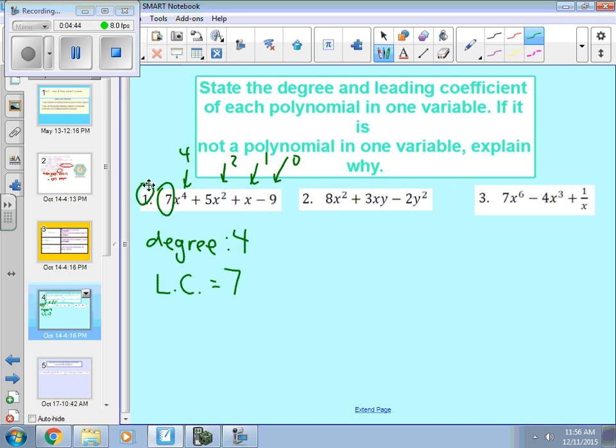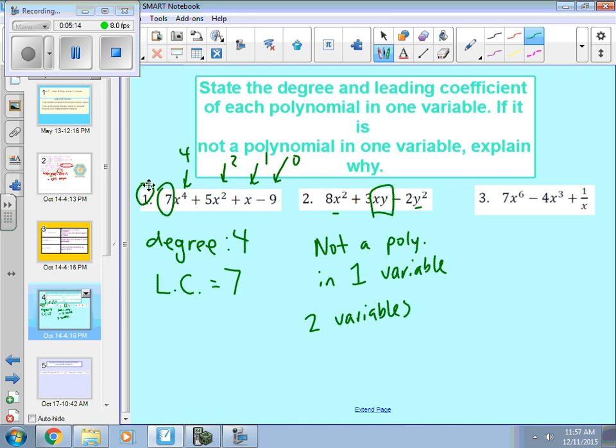All right, number 2. Is it a polynomial in one variable? Well, let's look. Is it just one variable? X? Ooh, we have both x and y here. So this one we would say is not a polynomial in one variable. And the reason is we have two variables going on here.